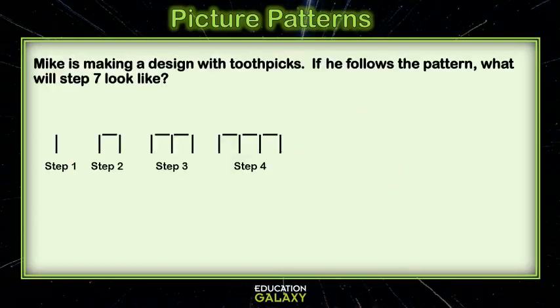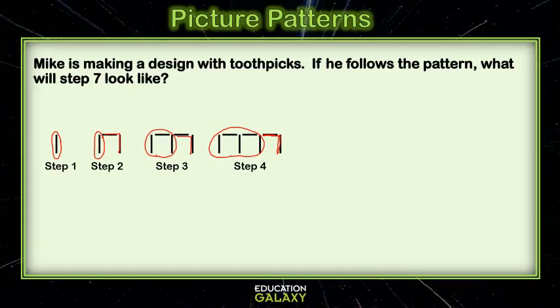Let's try one more. Mike is making a design with toothpicks. If he follows the pattern, what will step 7 look like? Well, let's see. We always want to see what's changing. So step 1 is right here. So from step 1 to step 2, added this little L shape. And then he added this other little L shape. And step 3 to step 4, another little L shape. So each time, it's adding an L shape.